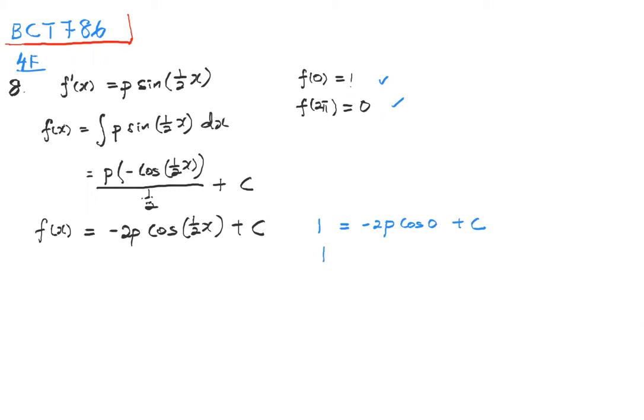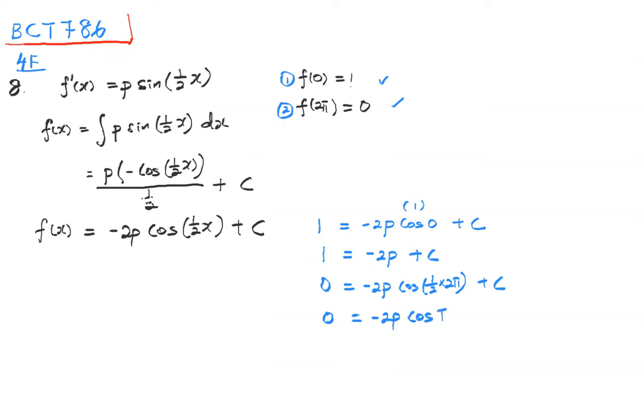1, I use the first information. So 1 is equal to negative 2p plus c, because cos 0 is 1. Right? Then I use the second information. Okay, so 0 equal to negative 2p cos, I substitute the x with pi, plus c. Okay, so this will be 0 equal to negative 2p cos pi plus c.